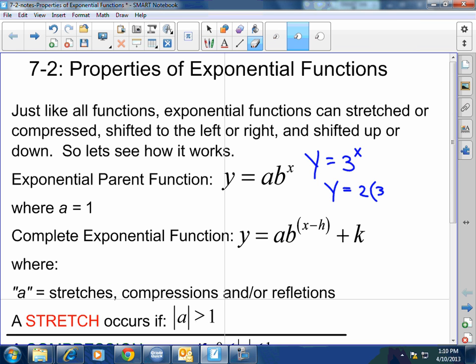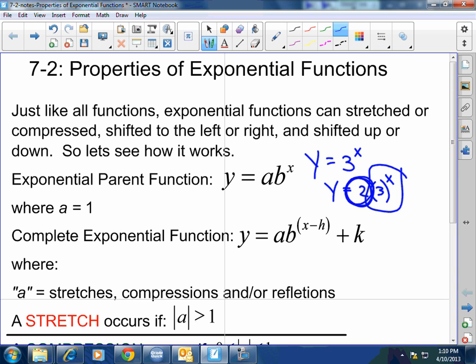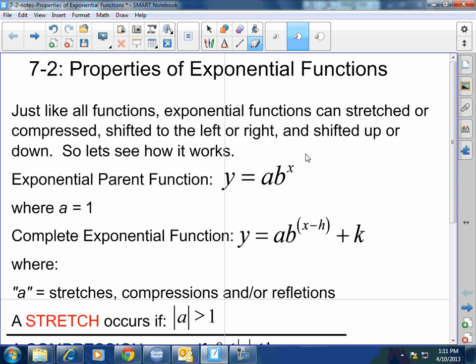But if I were to give you something like this, a lot of people will graph just the parent. And they'll say, oh, the parent is just y equals 3^x. By doing that, they're not taking into consideration the compression or the stretch here. So even though technically the true parent function is y equals b^x, we're going to learn that the parent function is y equals a b^x. Trust me. Where a is 1 for the parent function.